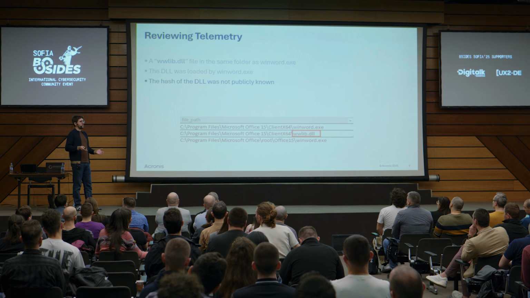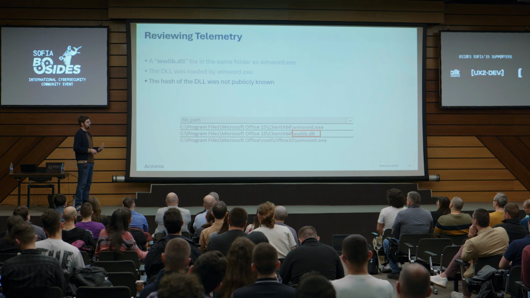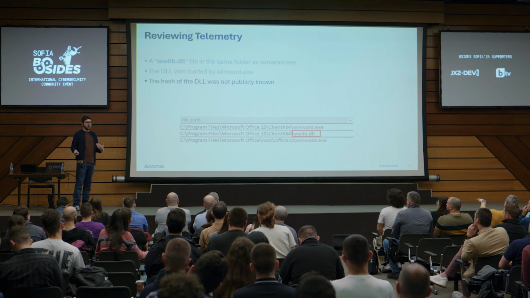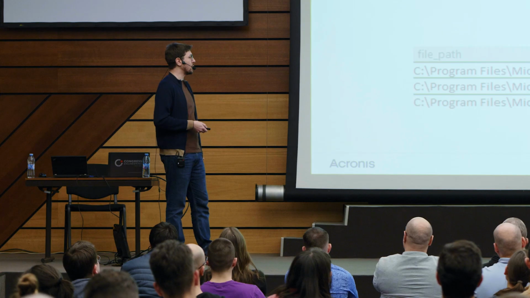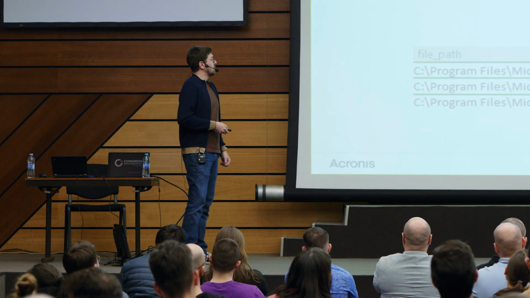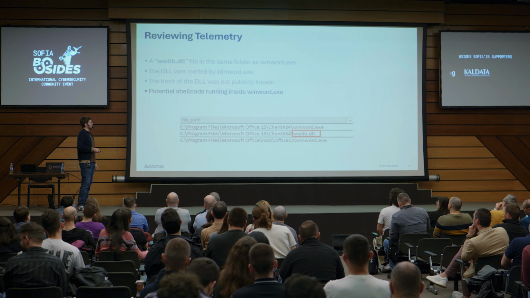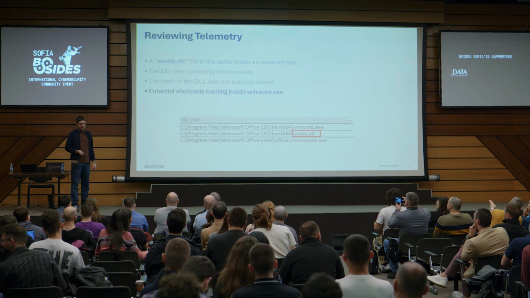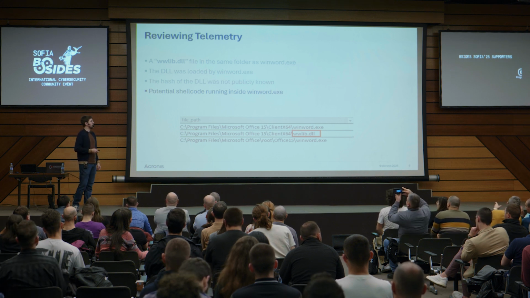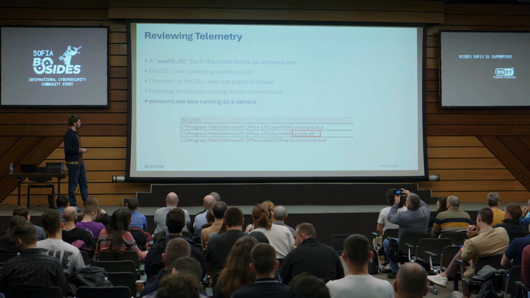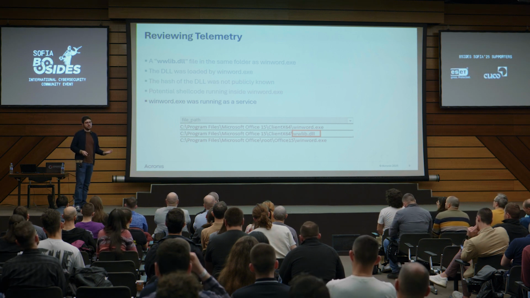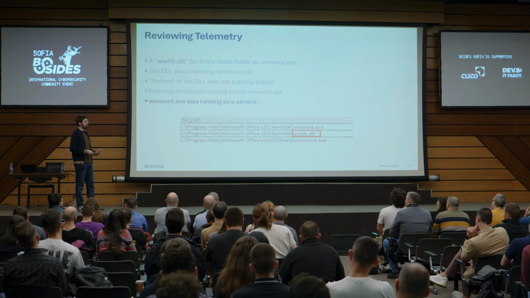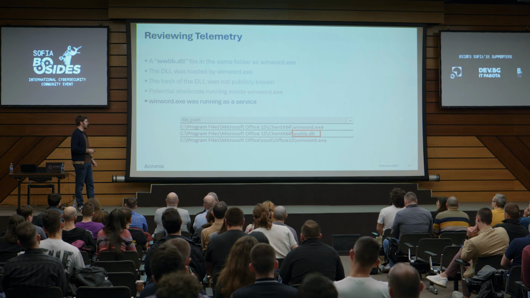The hash was not publicly known. If it was a legitimate Microsoft library, there's a high chance you'd find it uploaded somewhere. And there were indicators that potentially shellcode was running inside this WinWord executable. Also, WinWord was running as a service, which explains why it was executing with the system account.